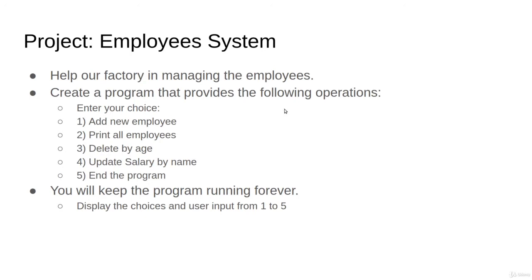In the employee system, we have a factory that has a bunch of employees, and our program will be a simple program that provides a menu of 5 choices. Add a new employee, print all of the current employees, delete some employees by age range, update the salary given a name, or end the program. The program will be active and running, so every time it will print the 5 choices, and the user will keep providing a choice, and so on. Once the user provides choice number 5, the program will terminate.